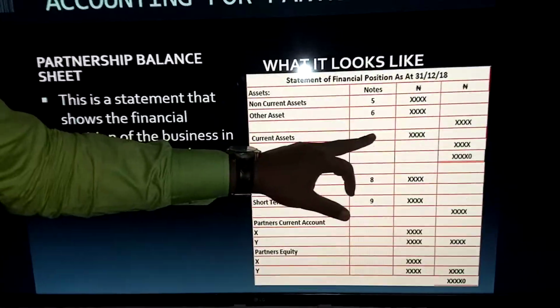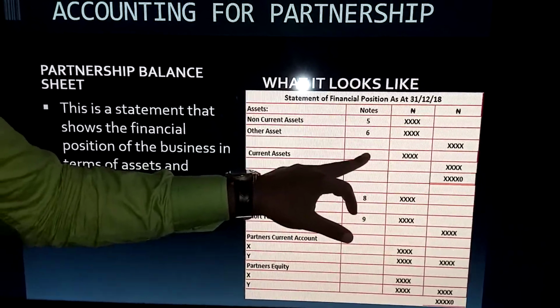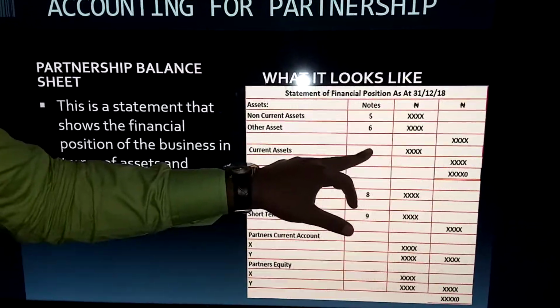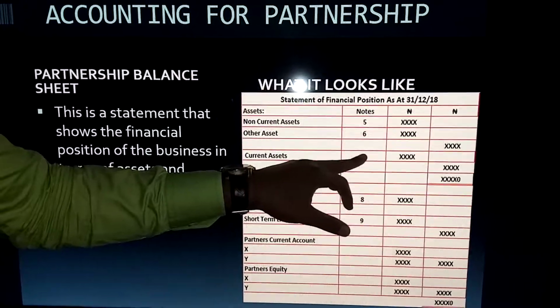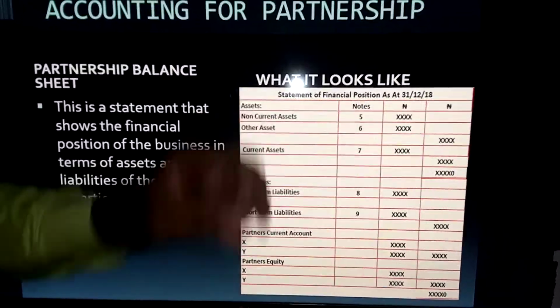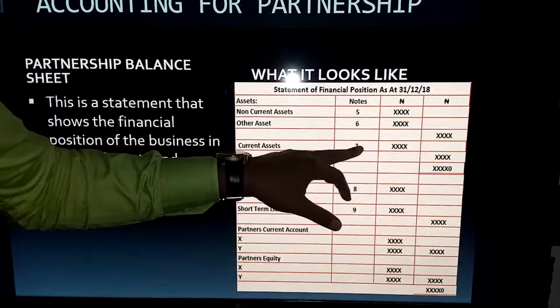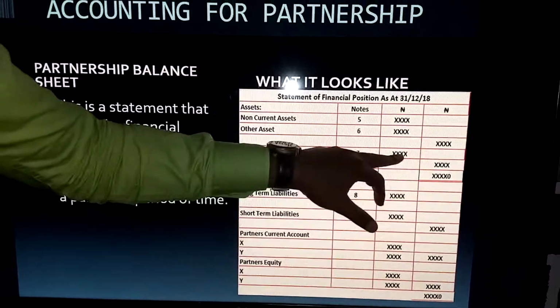Current assets: your cash, your debtors, stocks, prepaid rents or prepaid expenses, accrued incomes. So any of such items form current assets. So the note will tell you the breakdown. When you add up, you have this.